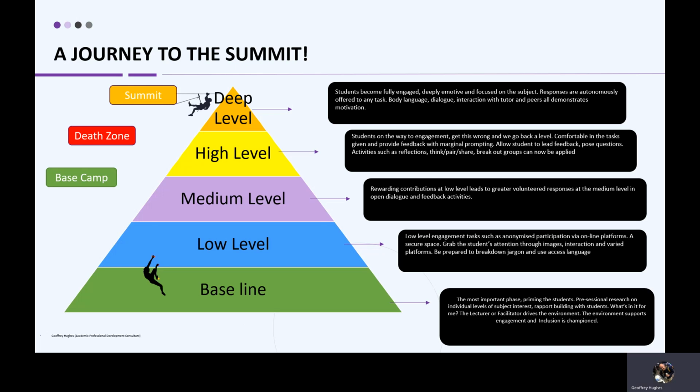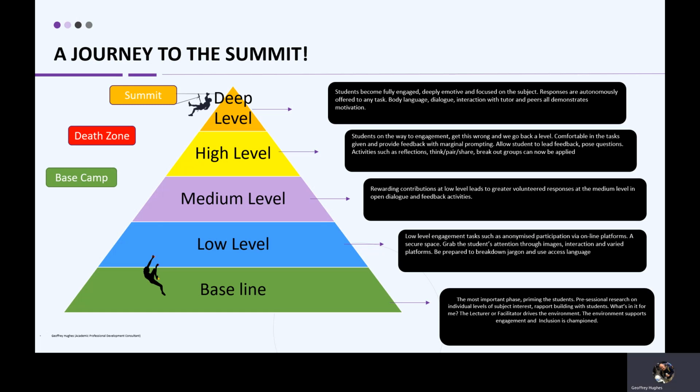At medium level, you've got things like rewarding contributions. And so to go from that low level to medium level, you've got to think about building efficacy. You've got to think about building confidence for your students. Once you start to do that, then you're going to start to be able to build on receiving feedback from the students and get them to support and discuss open dialogue.